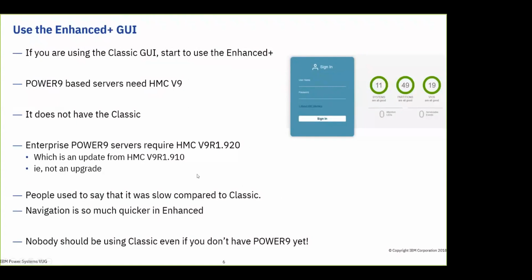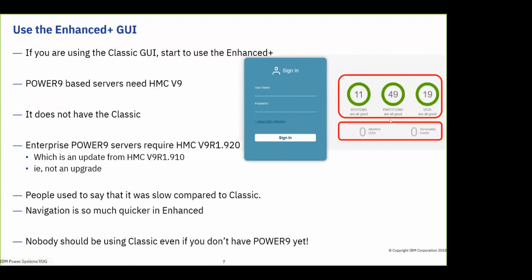And as you're probably aware, the HMC started off being an Intel-based computer. It's now a Power 8-based server. There's no need for it to be a Power 9-based server. It does run the code very well, and lots of people thought that the Classic version was fast and the Enhanced Plus version was slower, but it's so much quicker now, and if you haven't moved across, you really ought to.